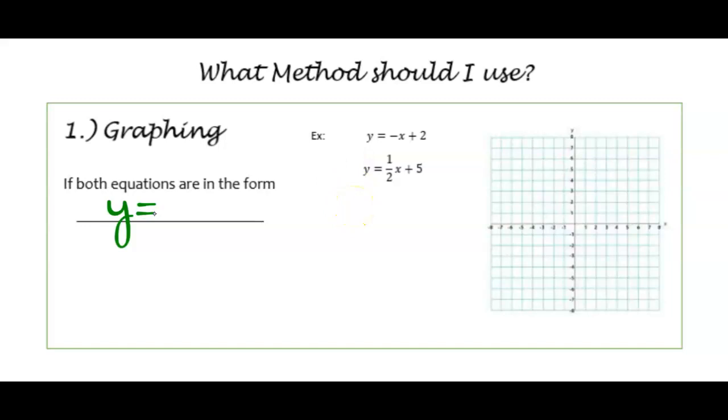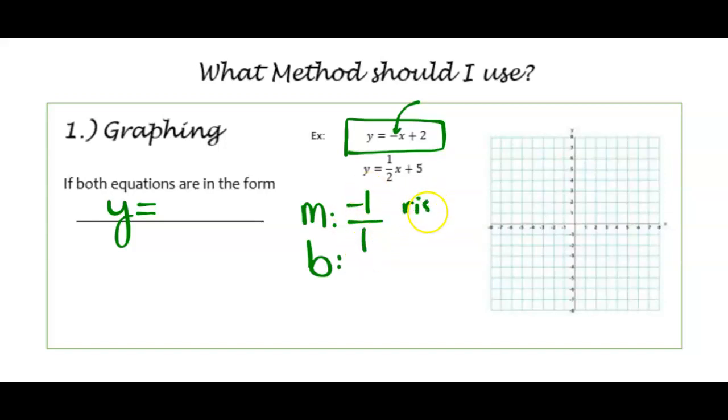All right, so the first thing we would have to do is we need to identify what our slope is and what our y-intercept is for our first equation. So what is my slope? Remember, my slope is the number in front of the x, and if it's a whole number, it's over 1. So what number is in front of that x? -1. And remember, we want to write it over 1 because this is our rise and this is our run.